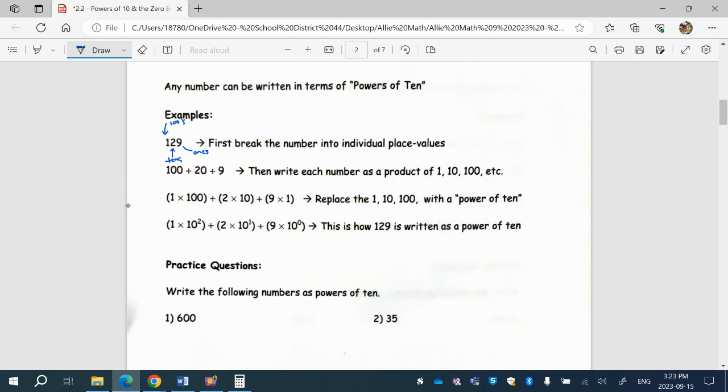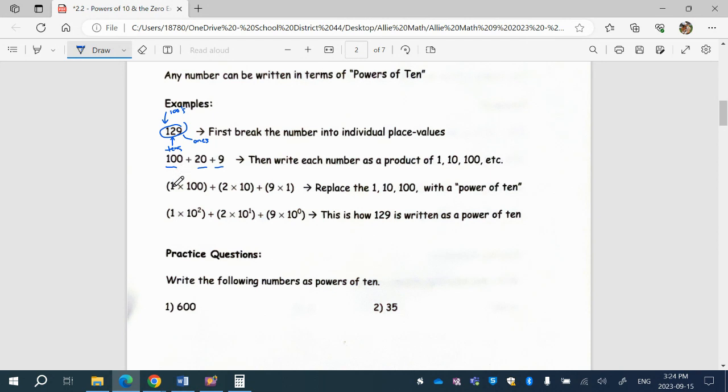So if we break this number down, we actually have 100, we have a 20, and we have a 9. We have a 1 in the 100 spot, we have a 2 in the 10 spot, and we have a 9 in the 1 spot. Then let's write each number as a product of 1, 10, 100, etc. So 100 could be written as 1 times 100, 20 could be written as 2 times 10, and 9 could be written as 9 times 1.